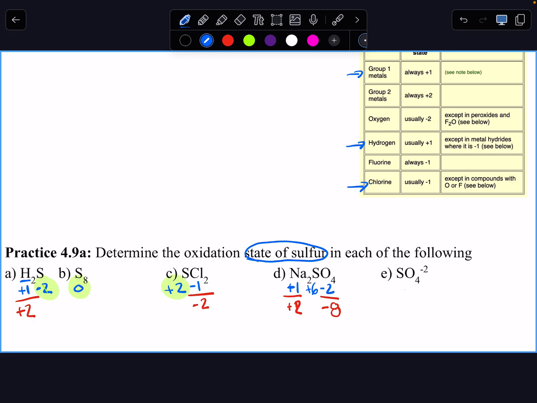So oxygen has the rule of -2. There's 4 of them, so once again, -8. The difference now is it needs to add up to -2 overall. So sulfur is actually, again, plus 6. Questions on any of these before I have you try some?